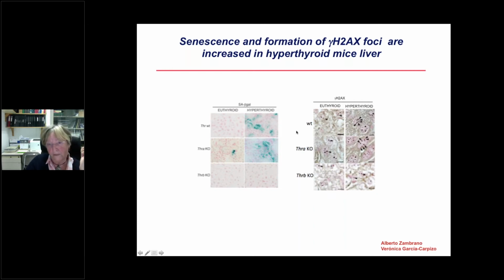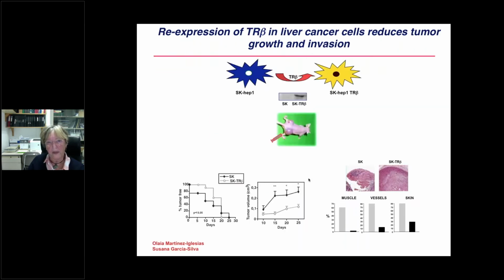And this was also accompanied by increased DNA damage, also in wild-type animals and TR-alpha knockout mice, but not in the TR-beta knockout mice. Therefore, we believe that, as I told you before, it could be an important component by which the thyroid hormone receptor beta could act as a tumor suppressor, inducing this tumor suppressor mechanism.